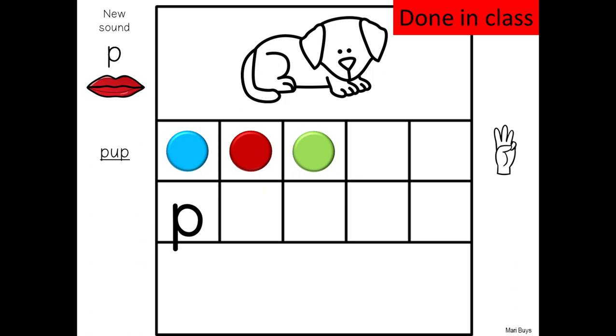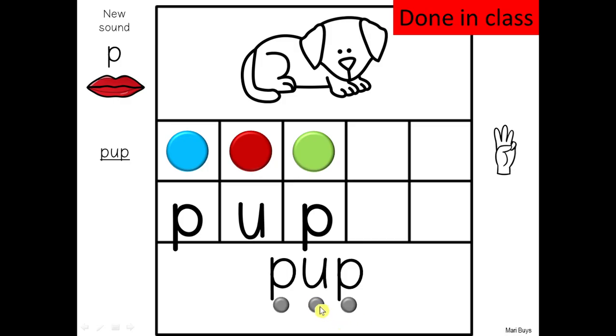Next, we are going to do the letters together with the sounding out. So it's p, o, p. And then we write it underneath, p, o, p. And we sound it out again by touching the dot under the sound. So it's p, o, p. And then we read the word together. Pop. Right.